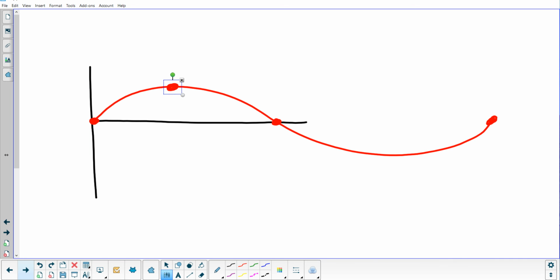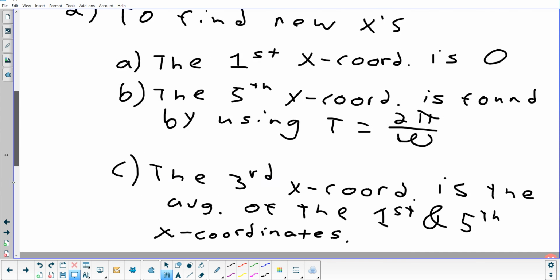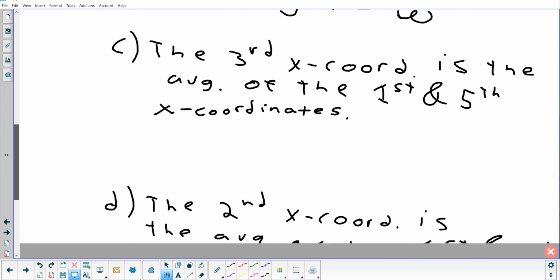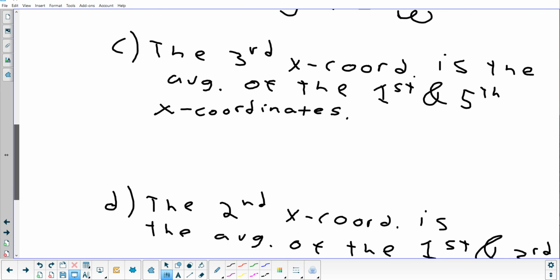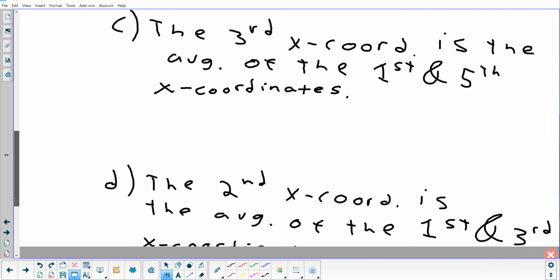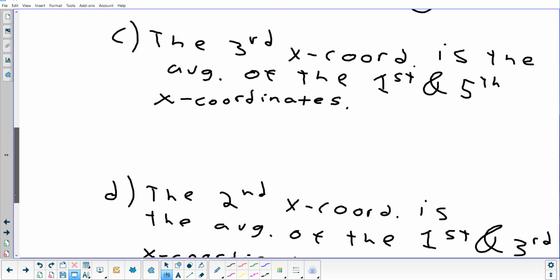How do you think you could find the second one if you know the first one and the third one? Yeah, which two would you average? The starting and the middle. The first and which one? The middle. Yeah. If you average the first one and the third one, you'll get the second one. So the second x coordinate is the average of the first and the third.